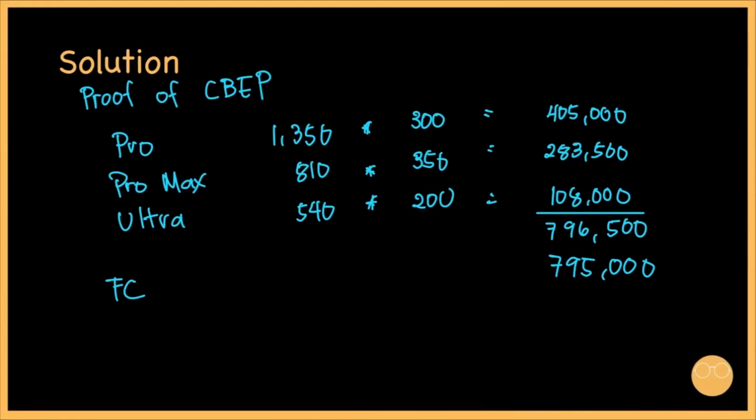Now let's have some proof that the composite break-even point that we have computed for the Pro, Pro Max, and Ultra lineup will be equal to the total fixed cost. We have used 1,350, 810, and 540 units for the Pro, Pro Max, and Ultra lineup respectively. And we total it amounting to 796,500, which is almost close to the 795,000 pesos total fixed cost.